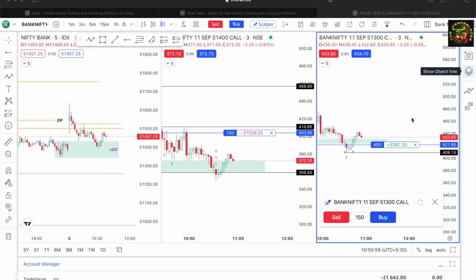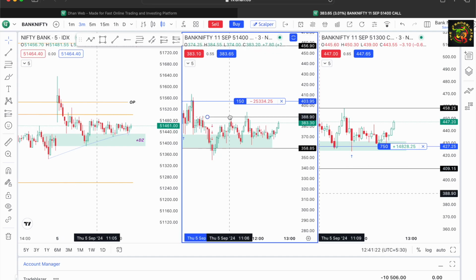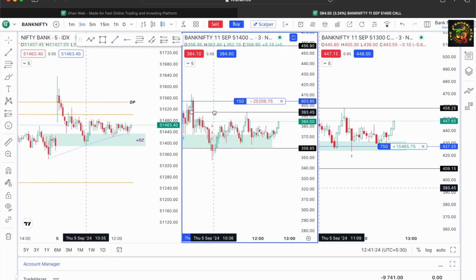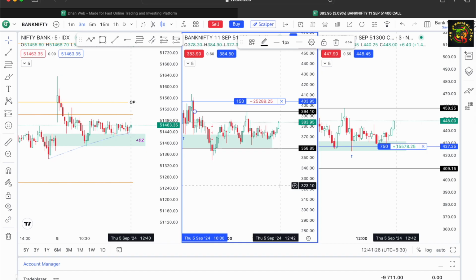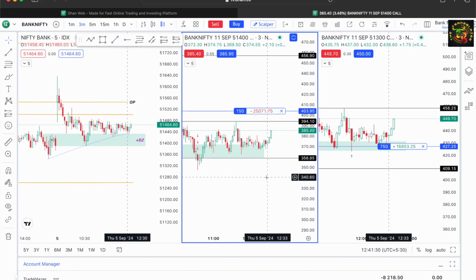We are getting a nice rise after waiting for so long in this trade. In both the premiums we are seeing a rise, and then we are almost cost to cost, with a small loss right now, right? We'll see how this trade goes on from here.